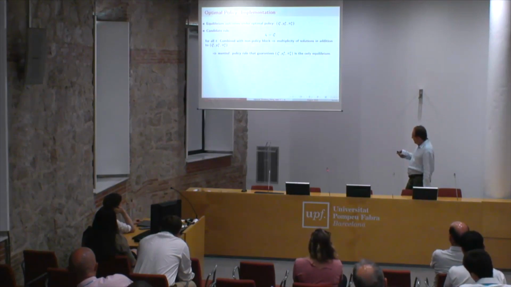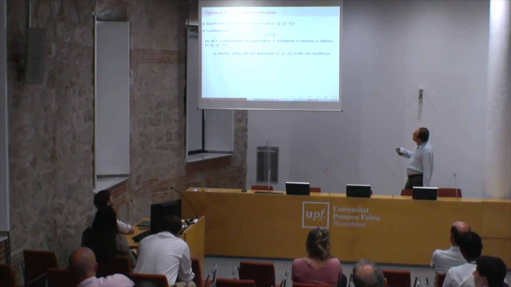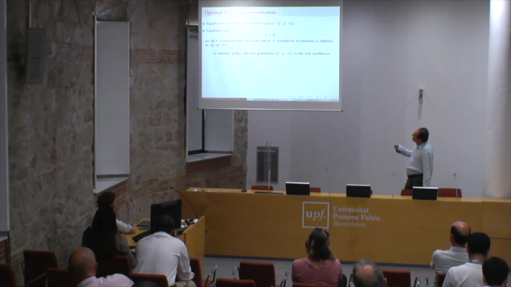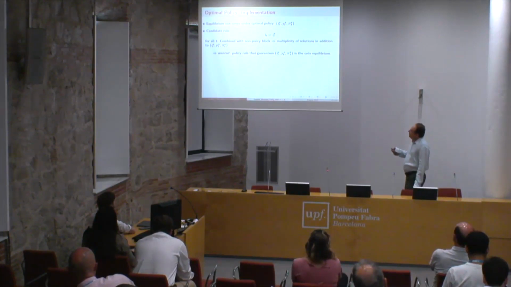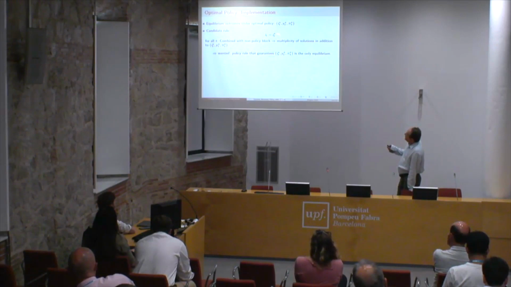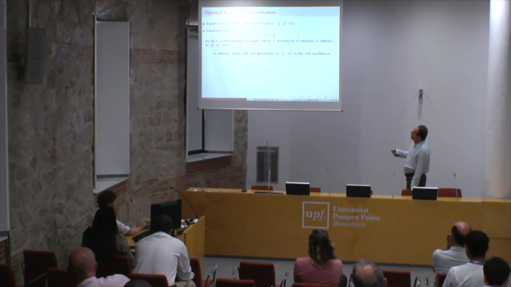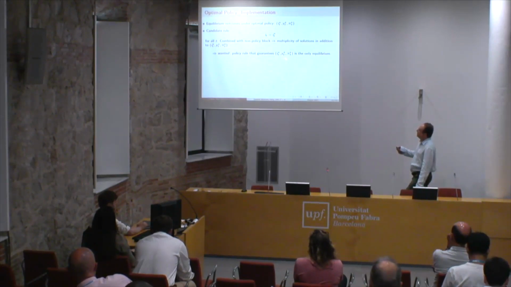And so one candidate rule, of course, is to set I_t equal to I star, where starred variables now denote the equilibrium outcomes under the optimal policy, okay, the equilibrium nominal rate, output gap, and inflation. And we know that this, however, would not deliver uniqueness of equilibrium. It would result in multiplicity of solutions in addition to the desired one. And so we want a policy rule that guarantees that I star, Y star, Pi star is the only equilibrium.